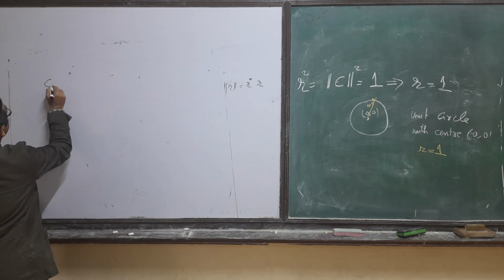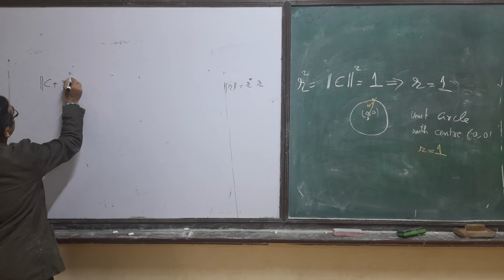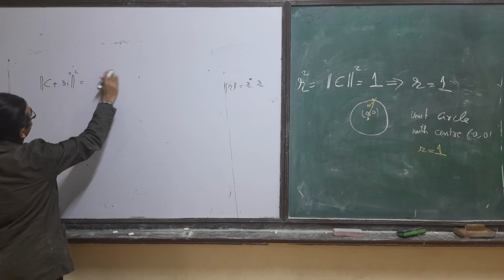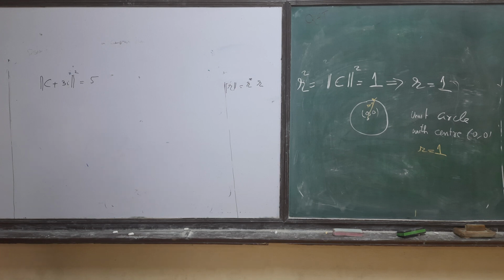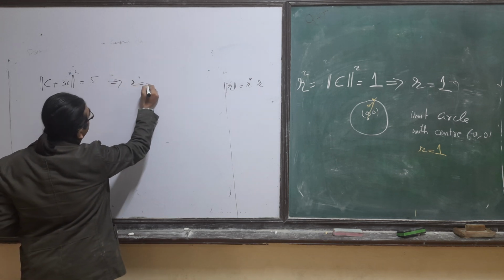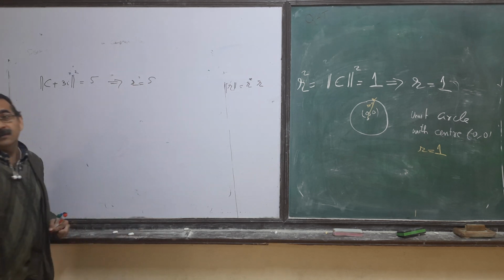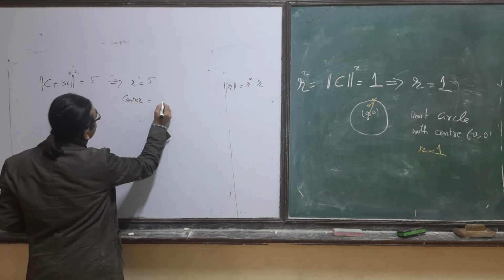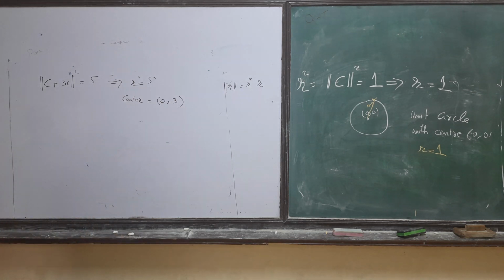If we have |z + 3i| squared equal to, for example, 5, this will imply that the radius is 5 and the center is 0, 3. Yes, you are right.